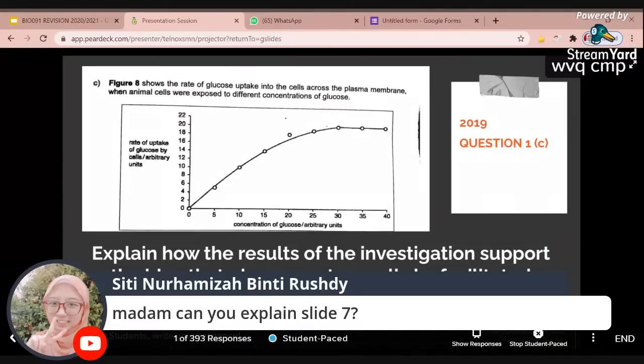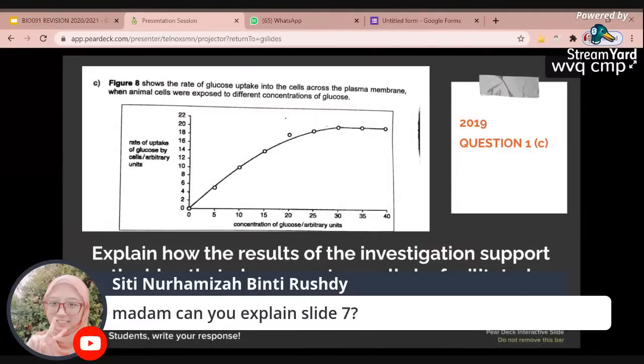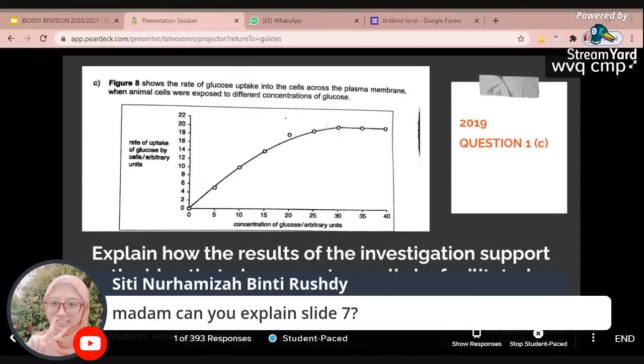Okay. Apa? Results of the investigation that support the idea that glucose enter the cell by facilitated diffusion. Okay. So kalau dari sini, soalan ini menunjukkan, okay. Let's look at the diagram. Boleh Mini, kejap ya, kita explain slide 7 dulu. So dalam rajah ni menunjukkan glucose uptake by the cell.